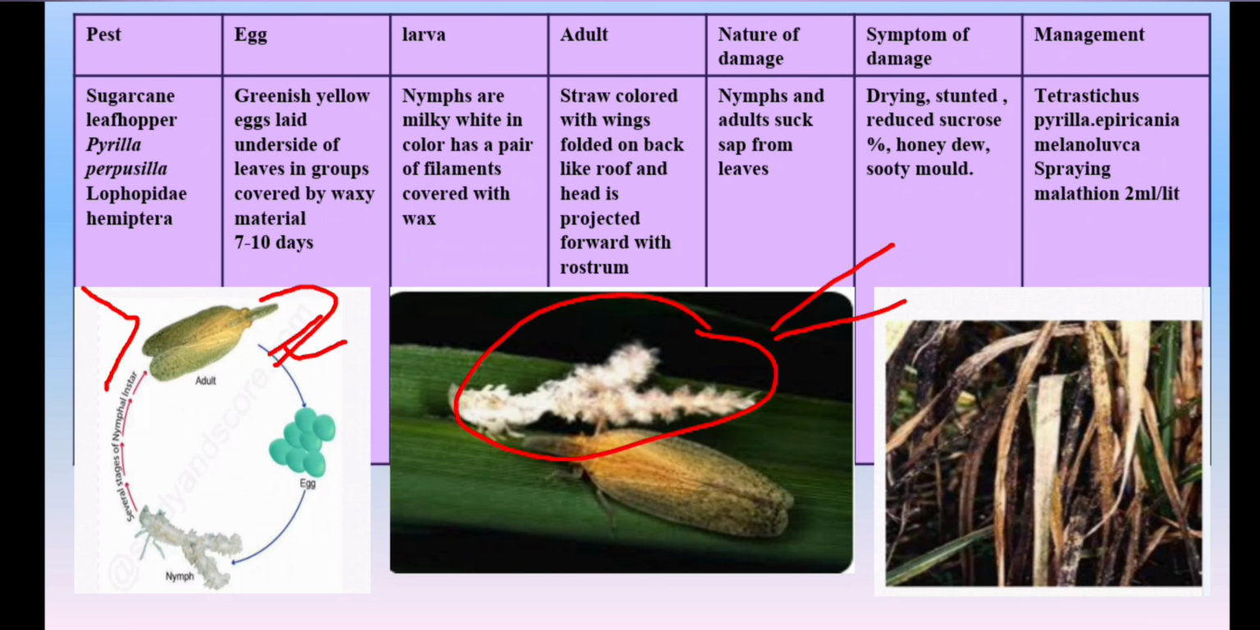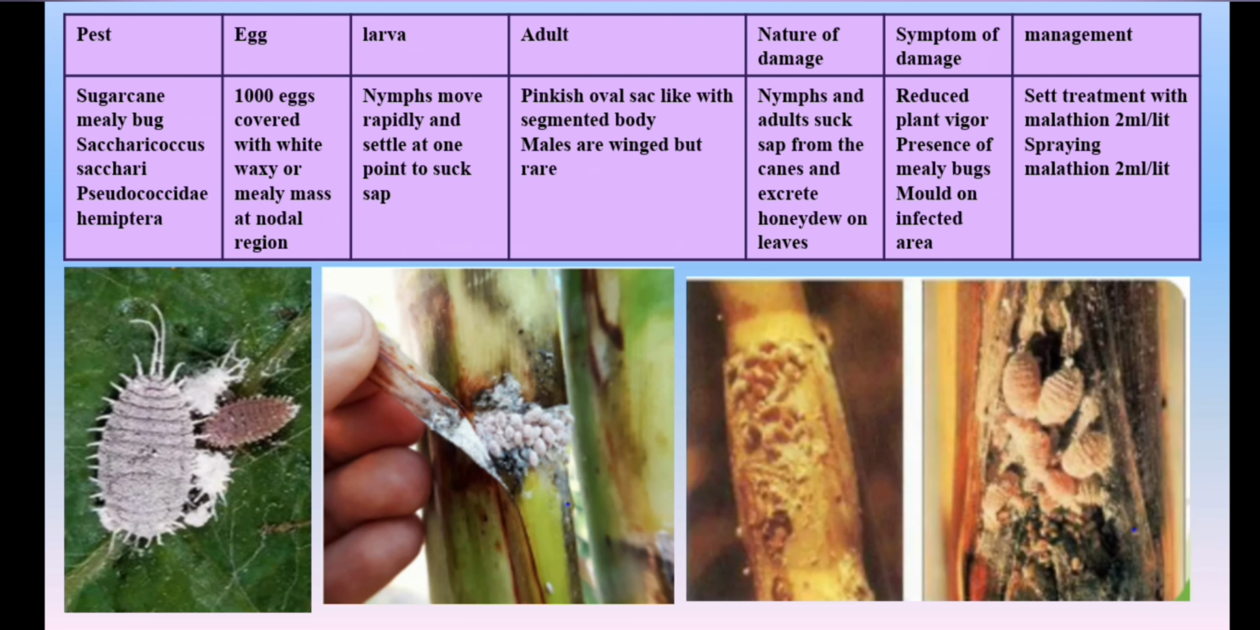So this is about sugarcane leaf hopper. And the next, sugarcane mealybug, Saccharococcus sacchari, belonging to the family Pseudococcidae and order Hemiptera. So this mealybug will lay 1000 eggs which are covered with white waxy or mealy mass, and this will lay eggs at the nodal region of the plant. And nymphs move rapidly and settle at one point to suck sap.